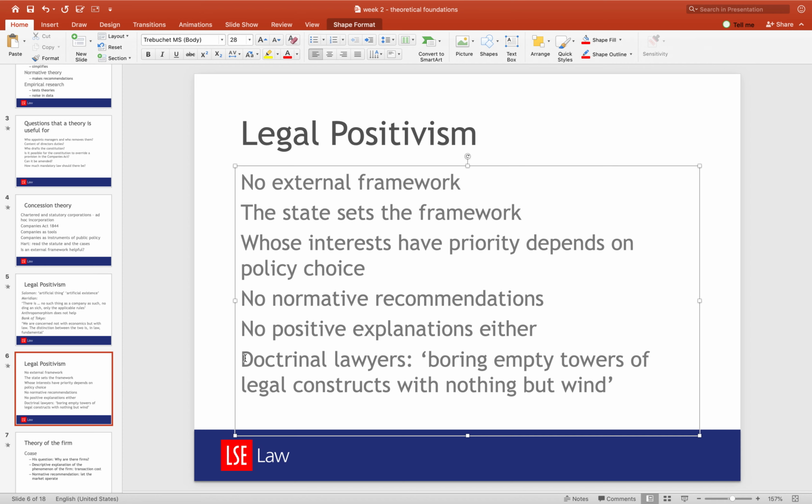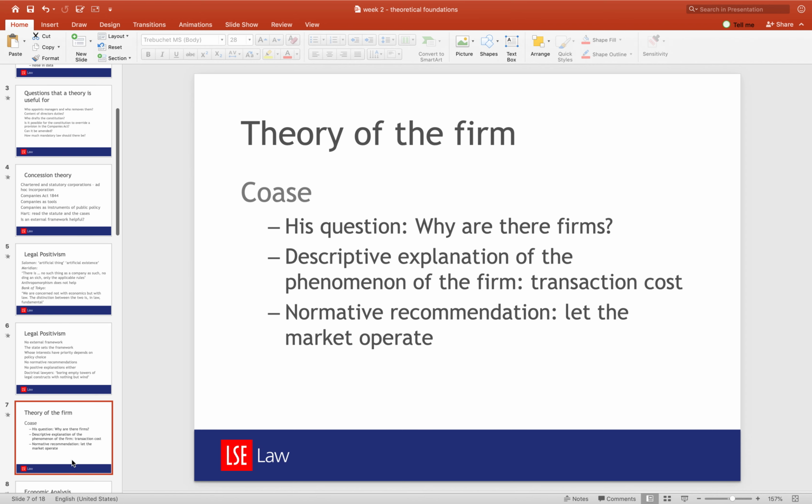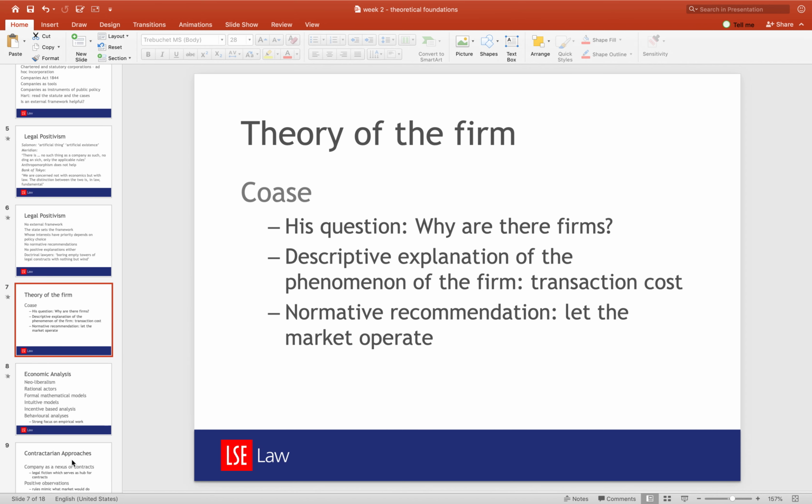And yes, you can criticize doctrinal lawyers as creating some boring empty towers of legal construct with nothing but wind. But there is some benefit, in my view, in understanding the law in its own right, because it's only after that that you're able to make observations about explaining it and also make observations about reforming it. Now then, let's move on to the current mainstream theoretical discussion.